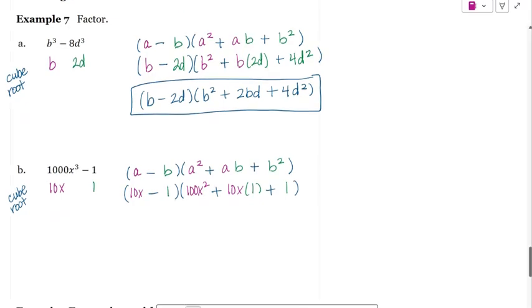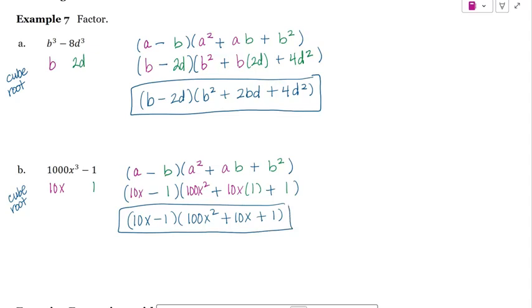All right, let's see. How does this simplify? 10x minus 1, 100x squared plus 10x, and then plus 1. Again, don't worry about memorizing these formulas. Just know that they exist and know that you can look them up if you need them.